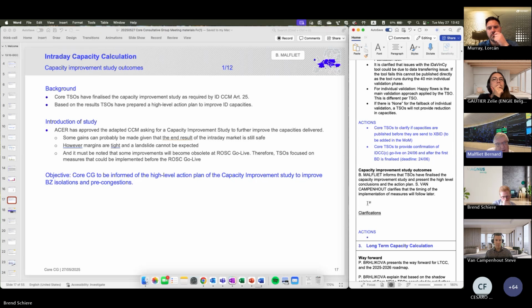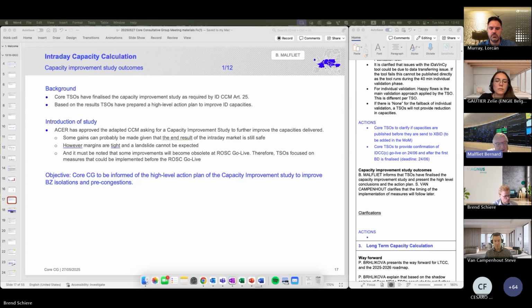So we could not expect too much. We were going to do the study and see what is possible, but of course there is no magic, and given the efforts that have already been taken, margins were tight, so landslides were not to be expected. Also note that most of the improvements that we are going to show here will become obsolete once we go live with the ROSC process. So that means that now we are really focusing on quick wins.